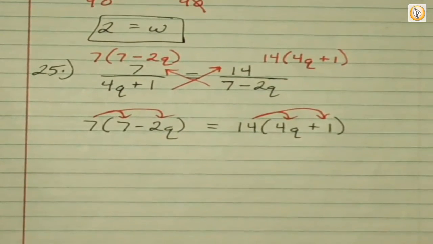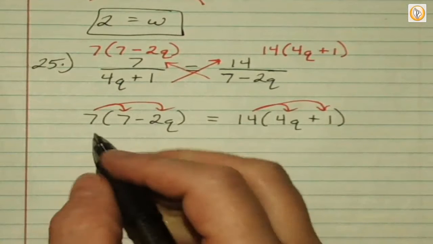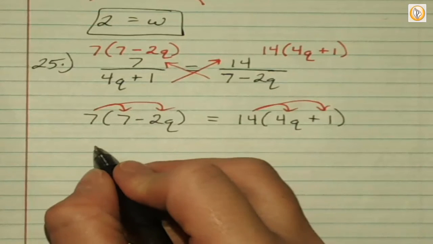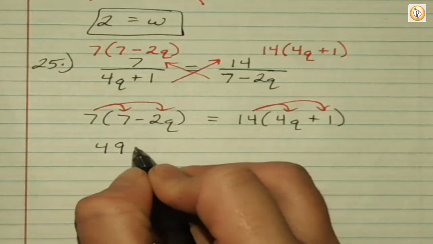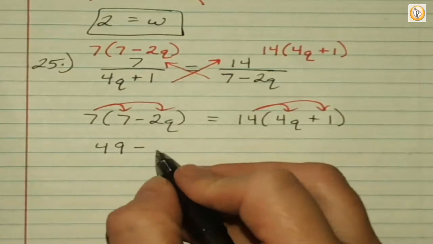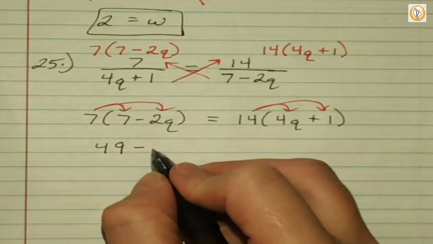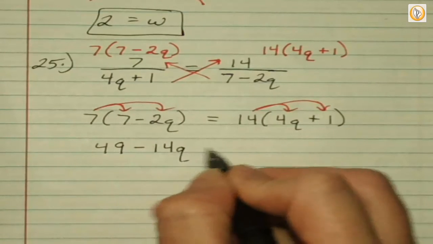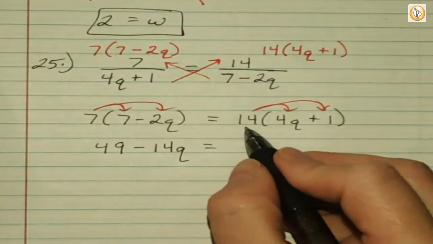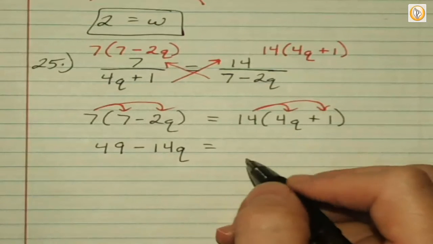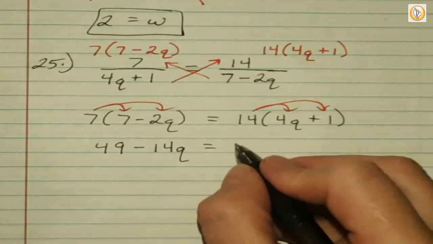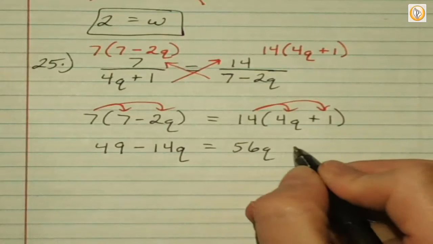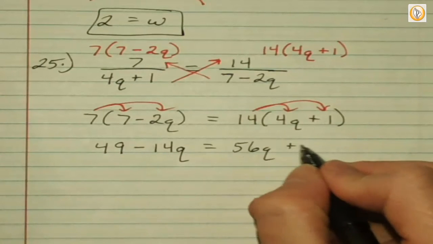Taylor, do you have any questions? All right, good. 7 times 7 is? Very good. 7 times negative 2q is? Negative 14q. Equals 14 times 4q, 56q. And 14 times 1 is 14.